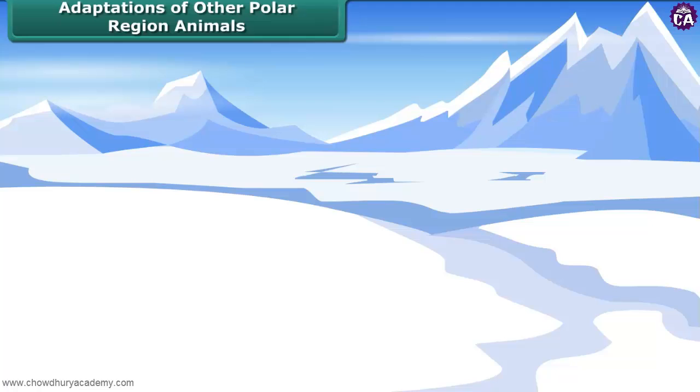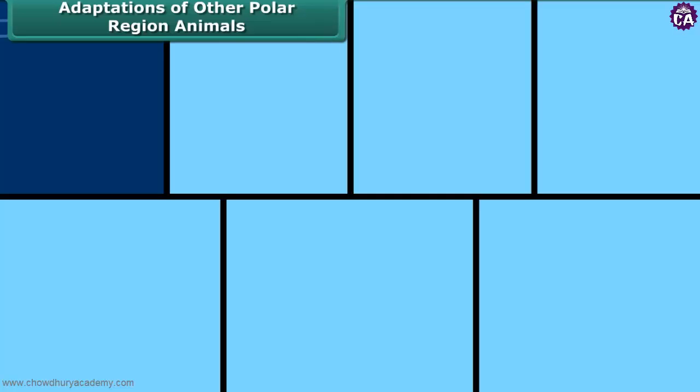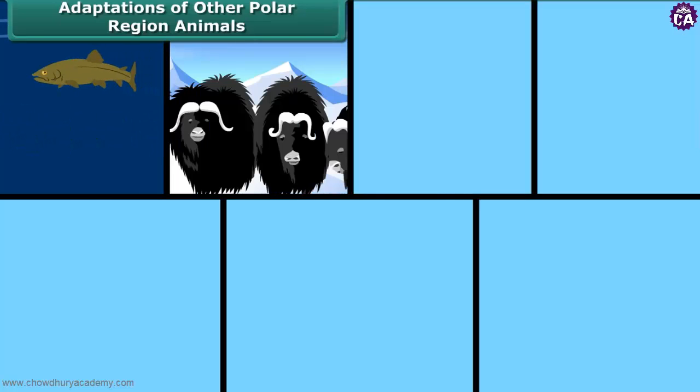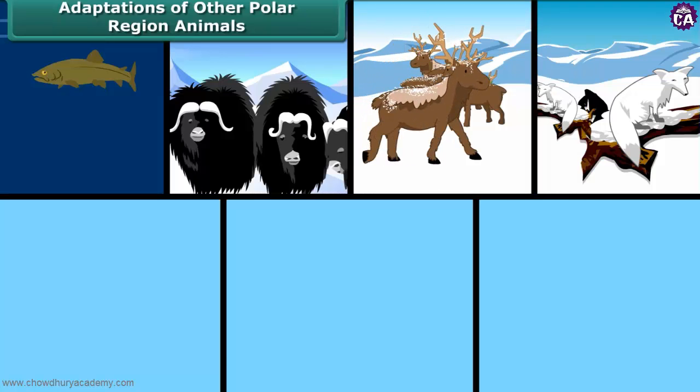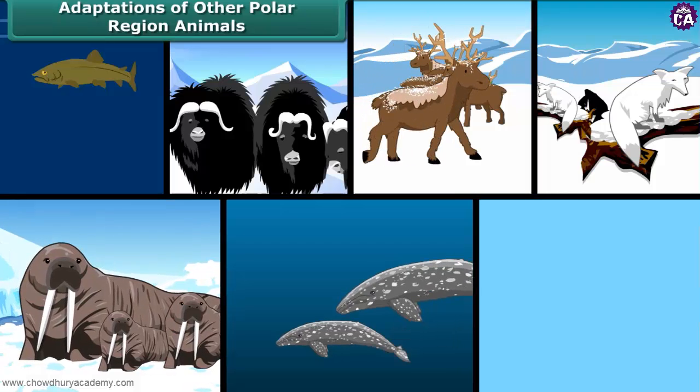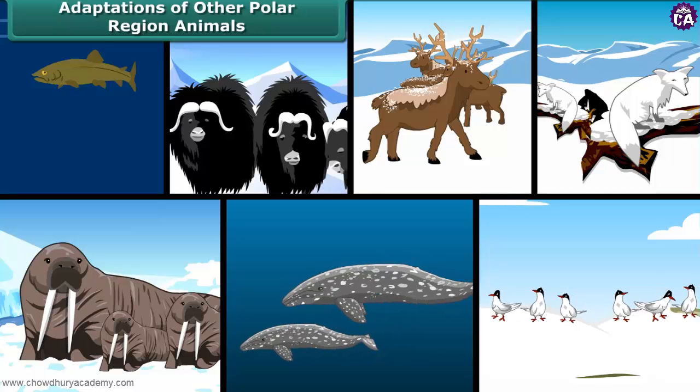Other animals living in polar region are various types of fishes, musk oxen, reindeers, foxes, seals, whales and birds.